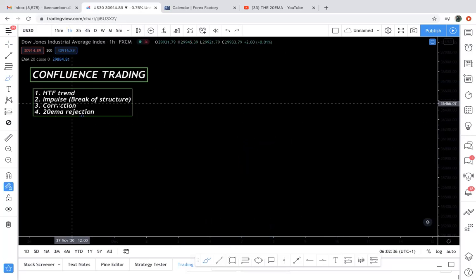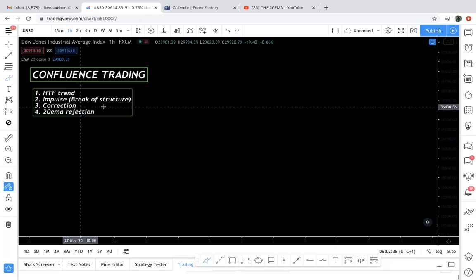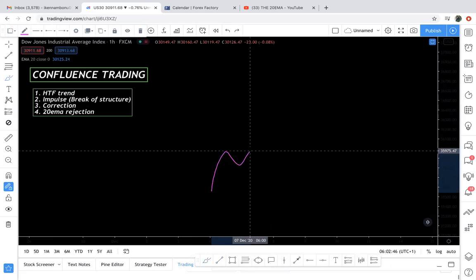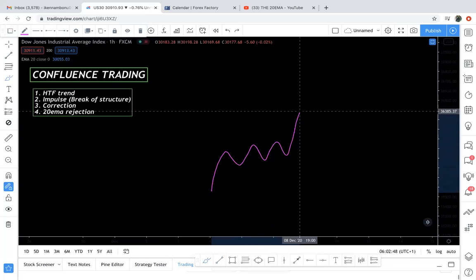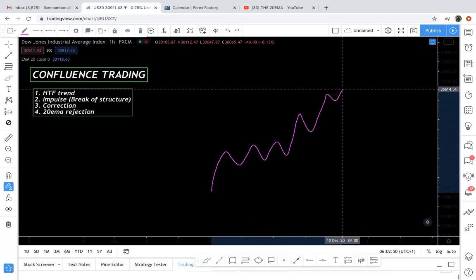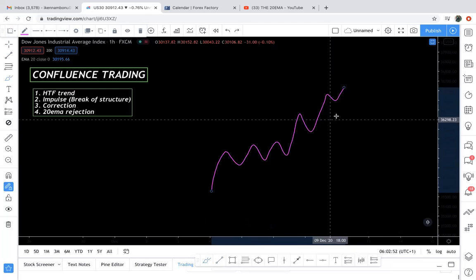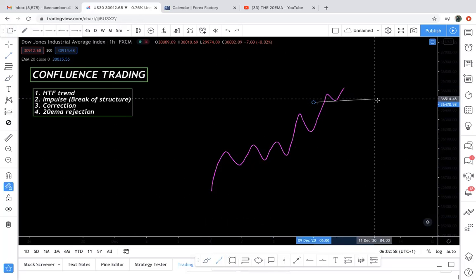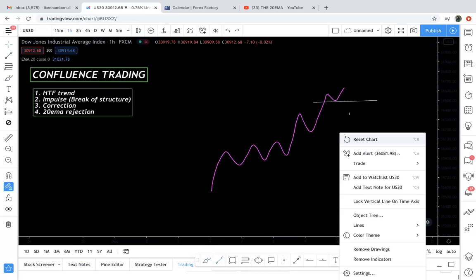And then the third one is correction. There must be a correction after the break of structure. So let's say, for an example, now we have a trend like this. We have this uptrend. Now see what happened. All of a sudden, we have a structure. Let's use this for an example. Now this is a structure right now because that's the previous higher low.